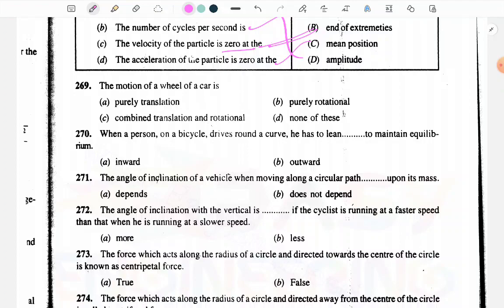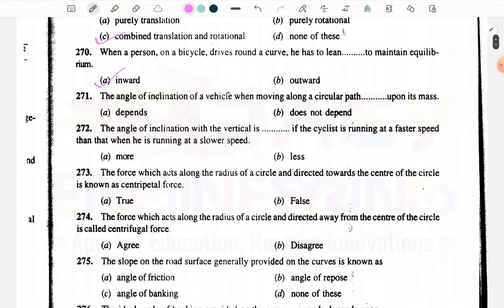The motion of the wheel of a car is combined translation and rotation. Important question. When a person on a bicycle drives around a curve, he has to lean dash to maintain the equilibrium: inward. Okay, 270 is A. The angle of inclination of a vehicle moving along a circular path dash upon its mass: does not depend on its mass. 271 is B.